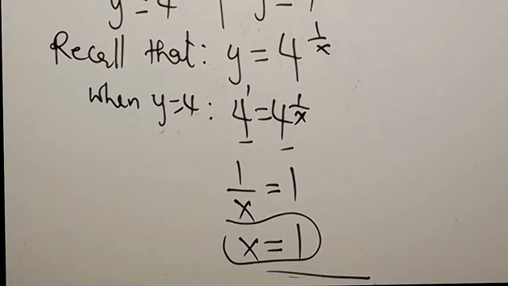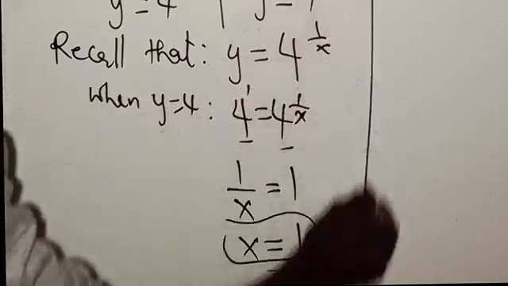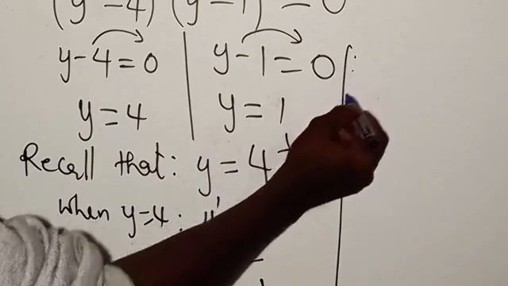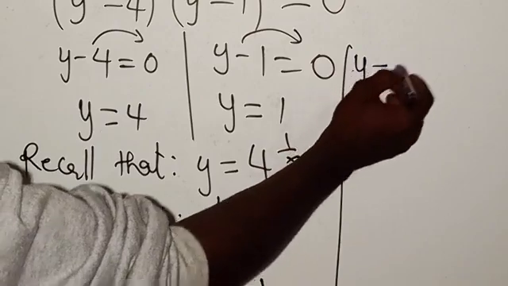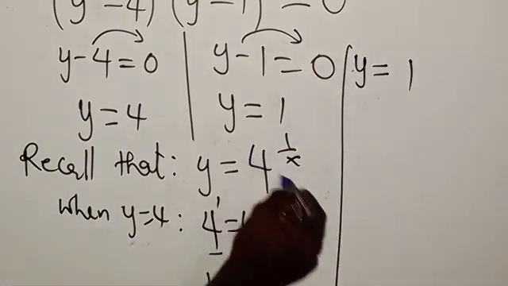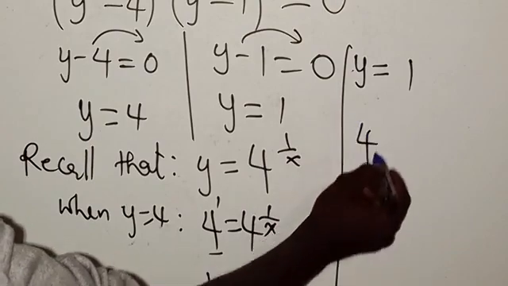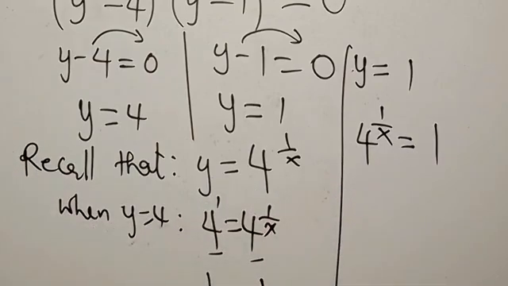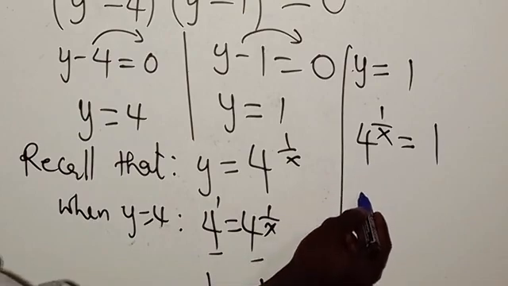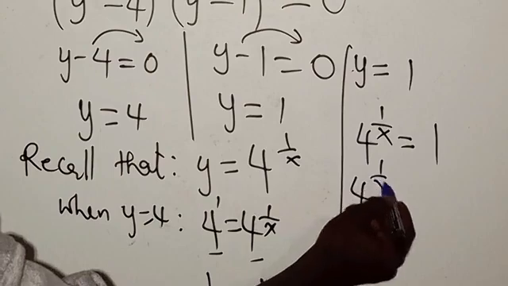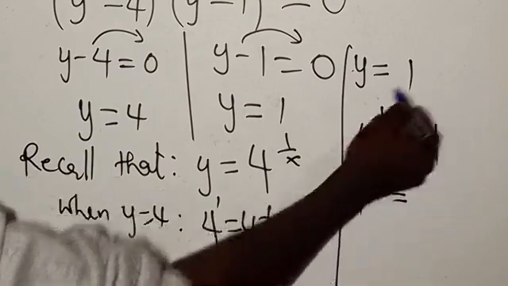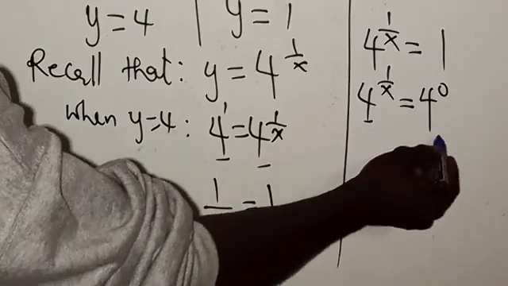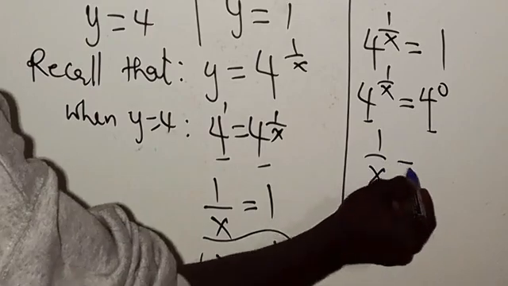Okay, so now we're going to look for the other solution. So now when y equals 1 here, we're going to have 4 to the power of 1 over x equals 1, right? Now here 1 can be written as 4 to the power of 0. So you can see the same base, you have 1 over x equals 0.